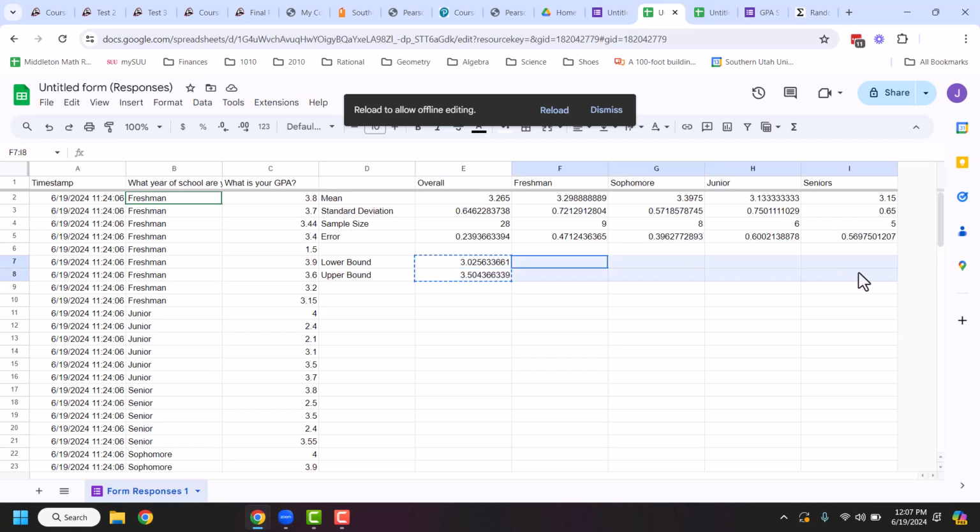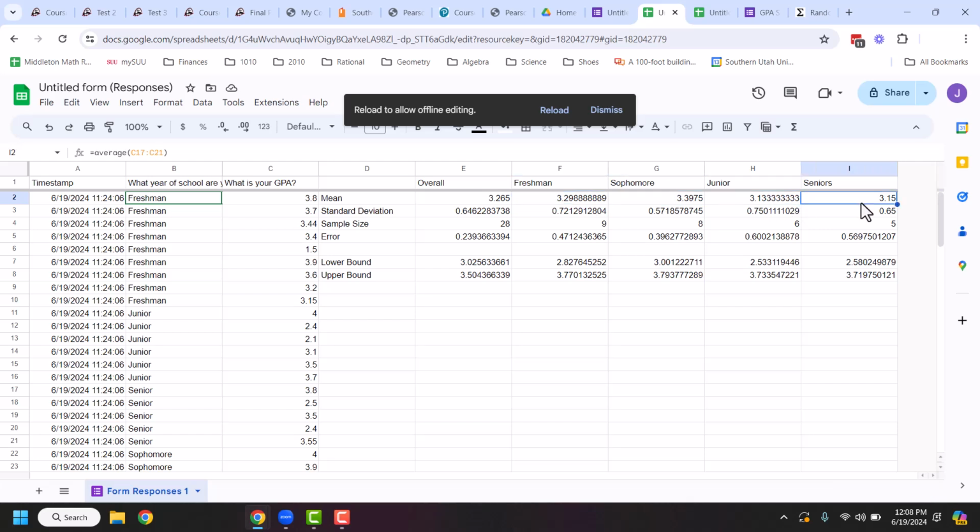And then you could do the same thing for your freshman, sophomore, junior and seniors. And as you can tell, those ranges are much bigger, and that's just because these sample sizes were pretty small. So this would be an example of how you could calculate confidence intervals to communicate your data. Now, ultimately, what my question was is, does GPA depend on the grade level that you are in school? So if we look at the freshman, sophomore, junior, and senior GPA, you can see that they're different, but we need to determine whether they're significantly different.